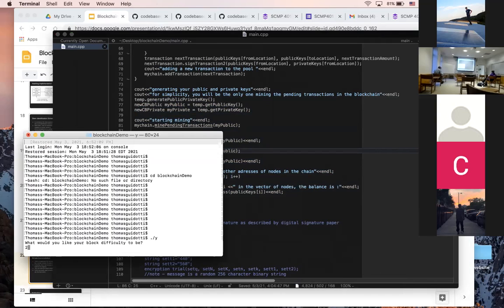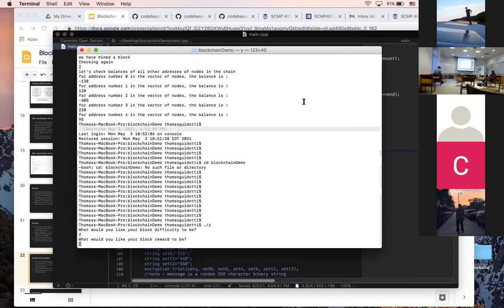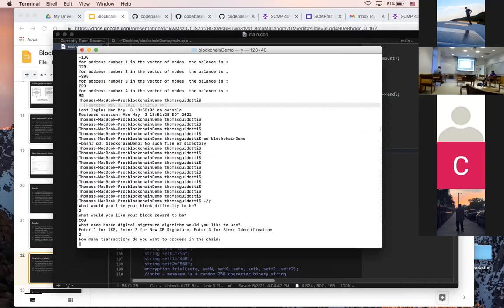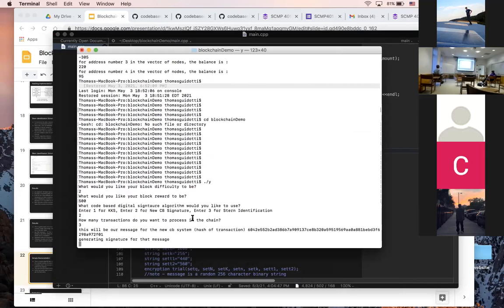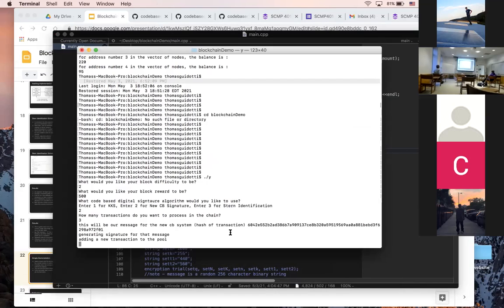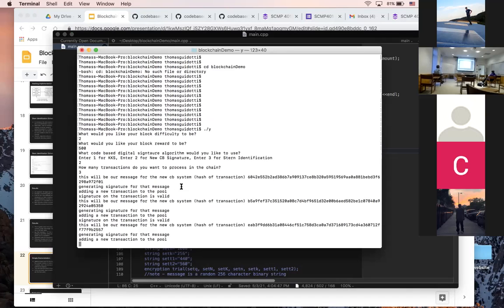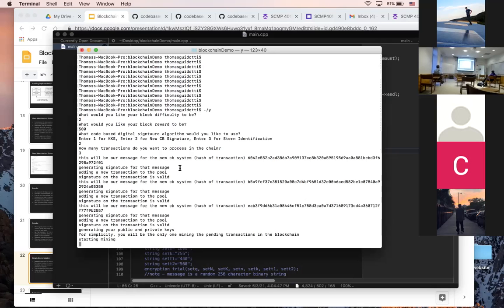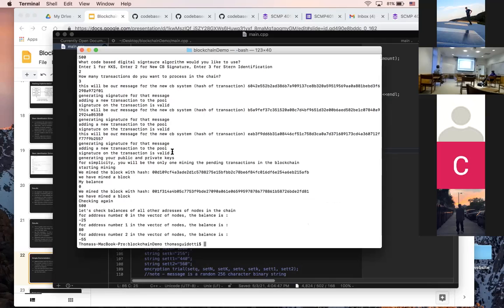Okay, so I'll just do a low block difficulty. So let me make this bigger. Let's just do a few transactions, just so it doesn't take too long. So like I was saying earlier, what needs to be signed is the hash of all the information in the transaction. So we generate that here, and then we're going to generate a signature for that message with the public and private keys. And then before adding it to the pool, we need to make sure that it's valid.